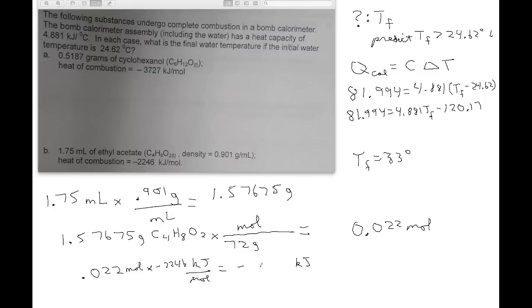I'm still getting something different. You said negative 40? I got, oh sorry, 0.02 times 2246. Yeah, I got 43. Okay, it really depends on how you round off. I rounded off a little less than you, I think, so I got 49 here. So put that in.